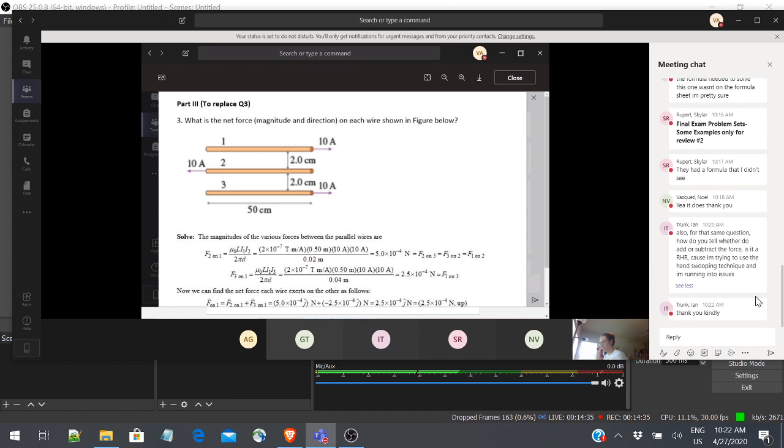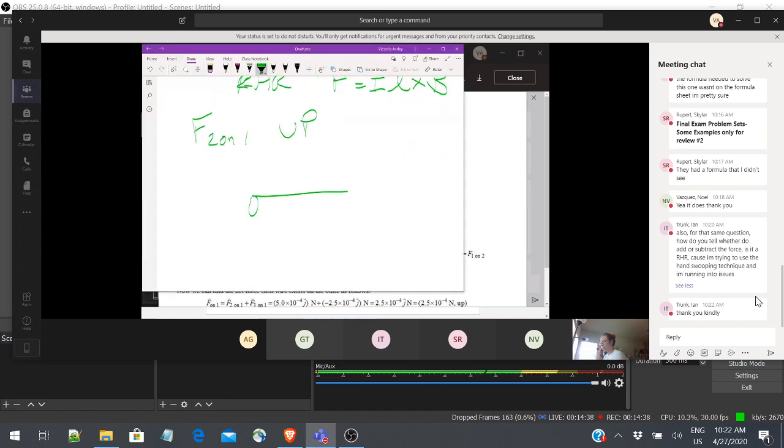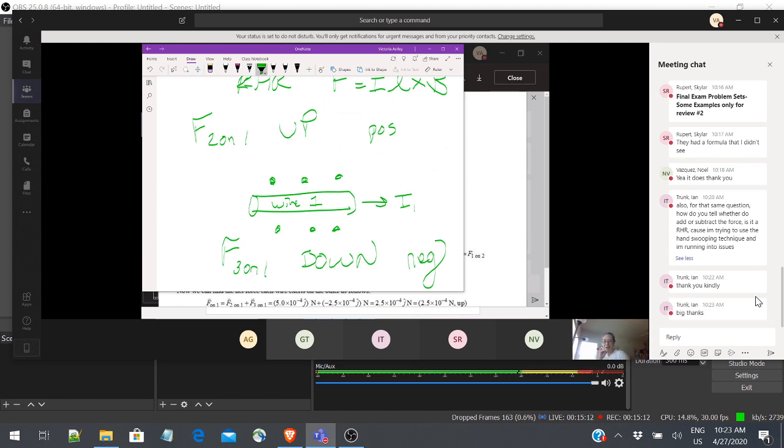Wire 1 still has our current going this way, but now our external field is coming out. So we do I cross B is F, and F of 3 on 1 is down. In this case, you would subtract: one of them would be positive, one of them would be negative. Hopefully that helps. This is a complicated problem. It's multiple equations that are combined, and it's multiple right-hand rules.